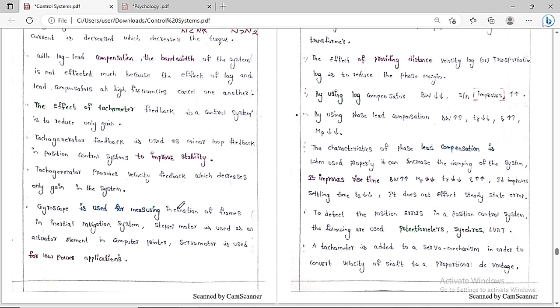So we can say finally that the gyroscope is used for measuring the inclination of the frames in the case of inertial navigation system, whereas the stepper motor is used as an actuated element in the case of computer drive, and the servo motor is used for low power applications. So these you always have to keep in your mind.